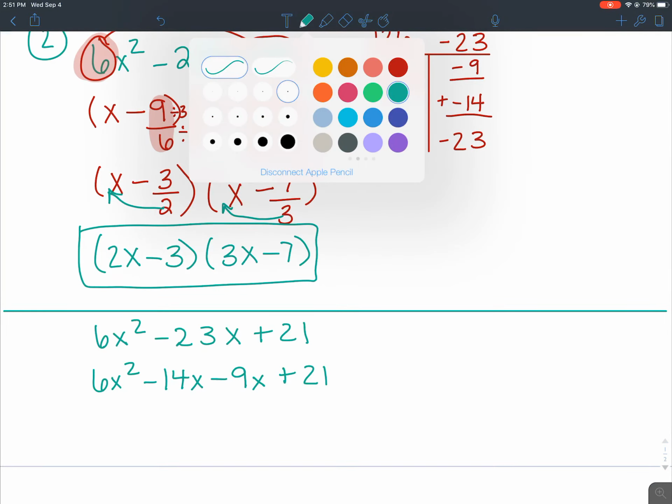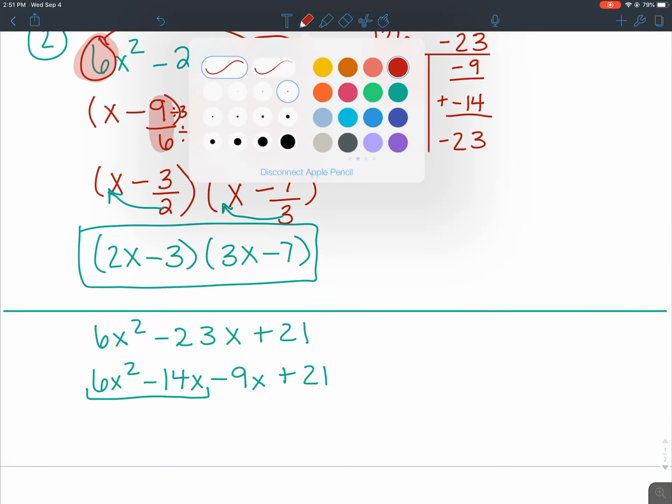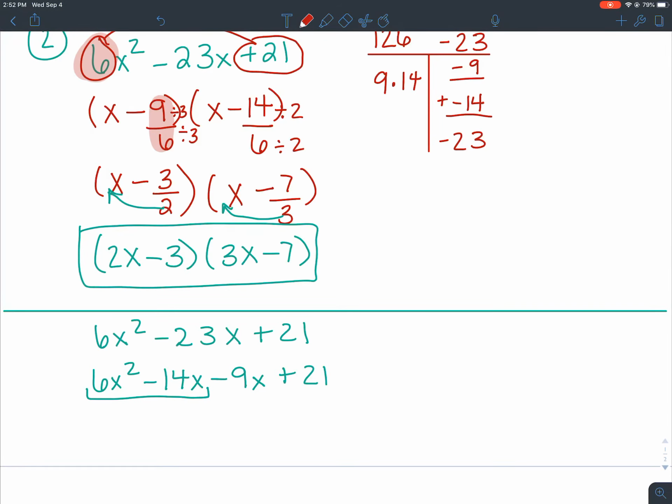So when I'm grouping, I have to take out my GCF. The thing that they have in common is an x, but they also have a 2. So I'm going to take out a 2 and an x. And I'm left with 3x minus 7. Now here's the tricky part. Since this first number right here is negative, I need to take out a negative because I need this to match.